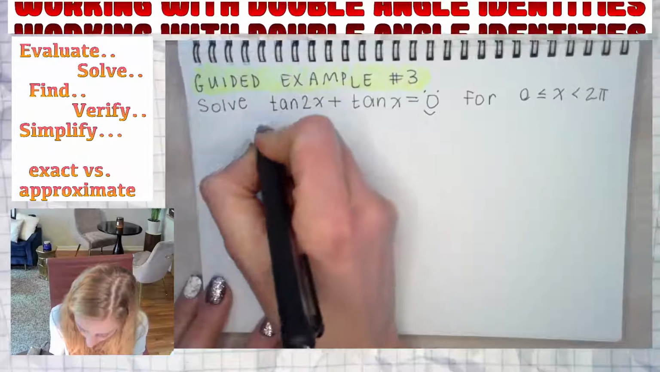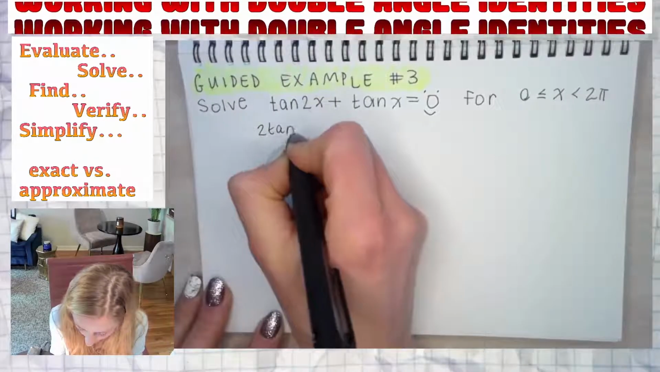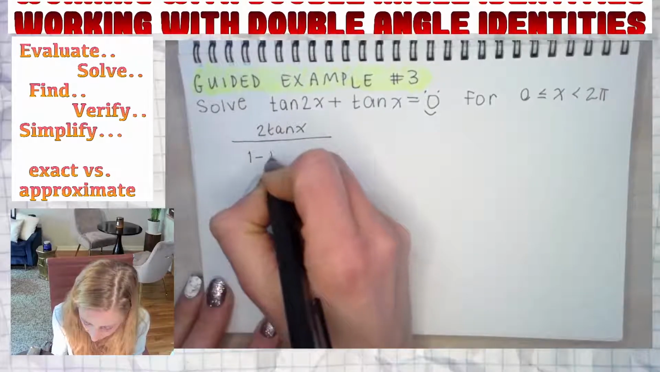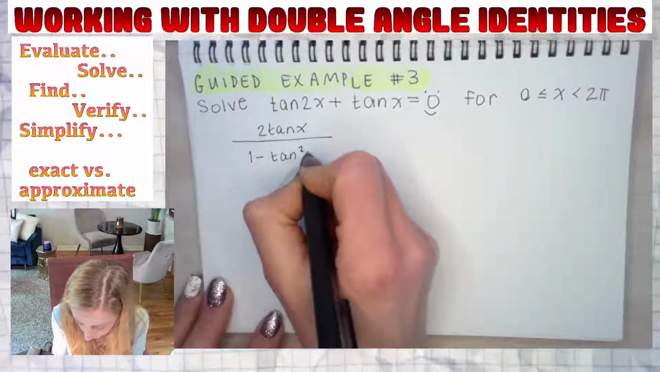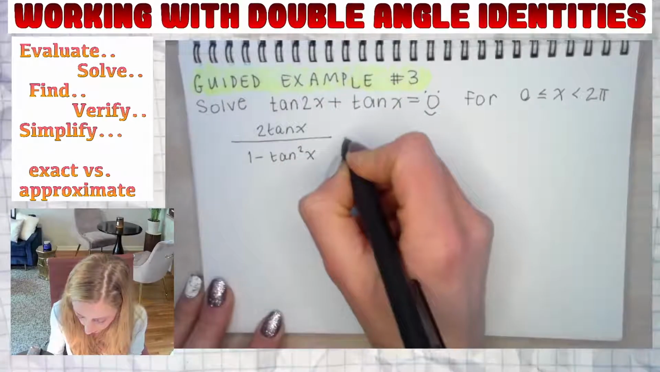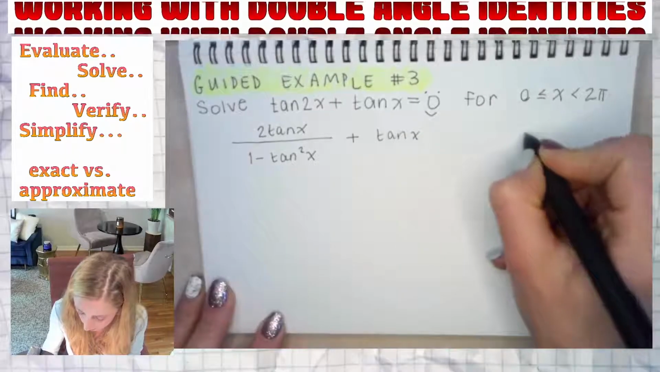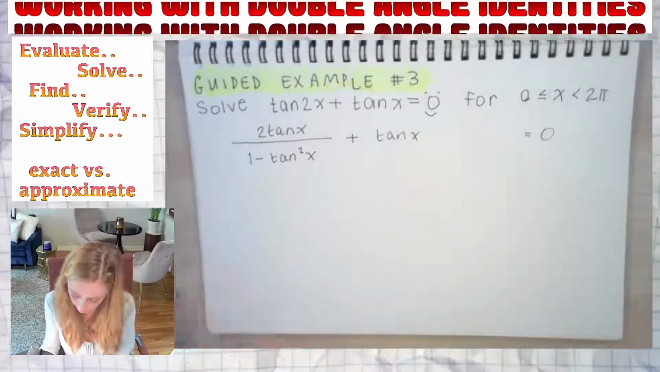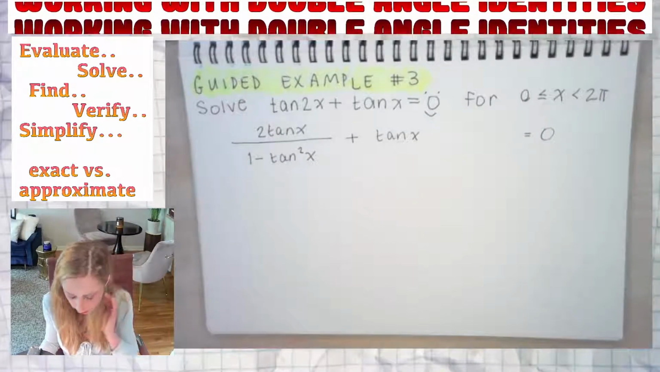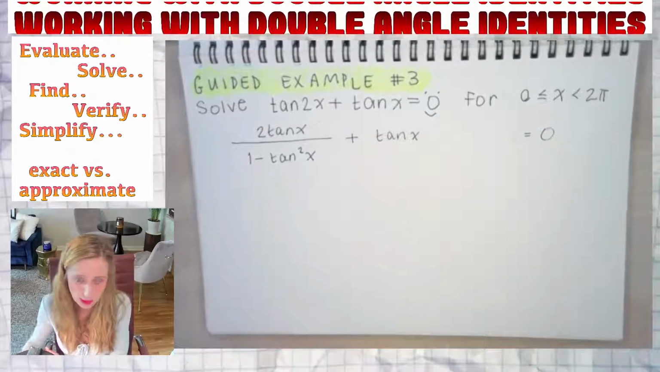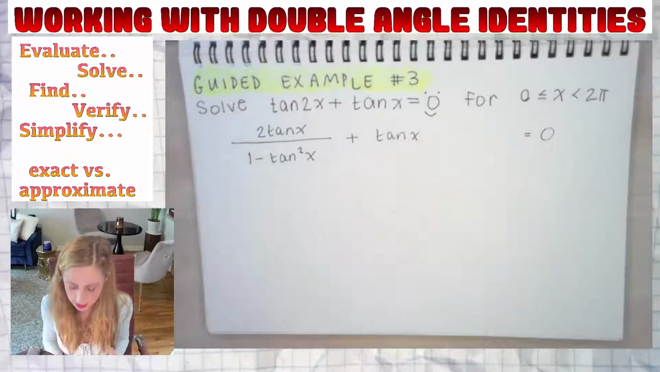This is going to equal then 2 tan x, you want to work on memorizing these, over 1 minus tan squared x, that's just the double angle identity, plus tan x equals 0. Now I left an awful lot of room here, and that's because I like that it's already equal to 0. I don't want to start bringing things to the other side. So I want to bring these two things together.